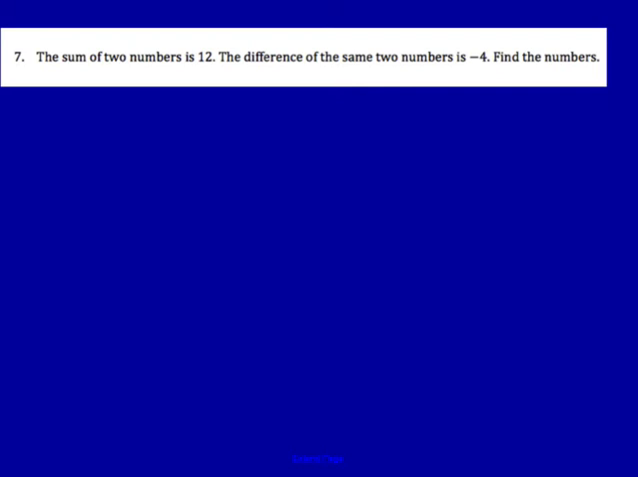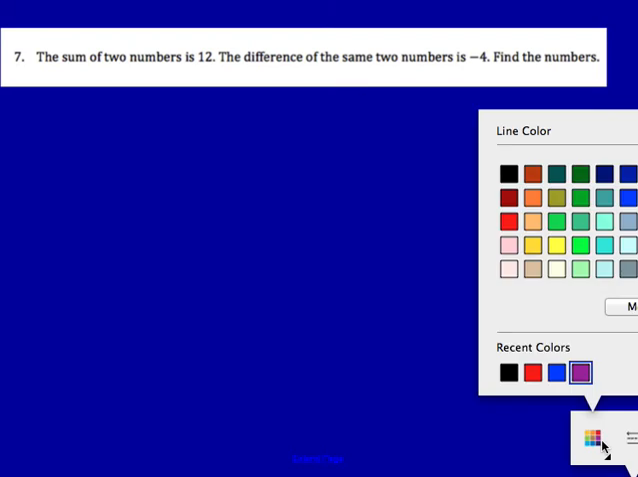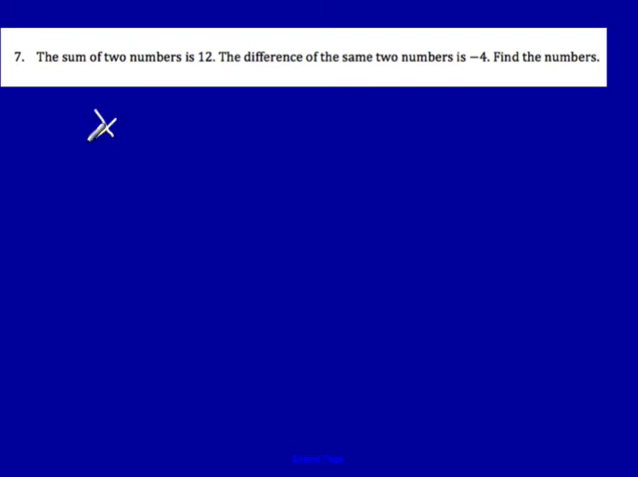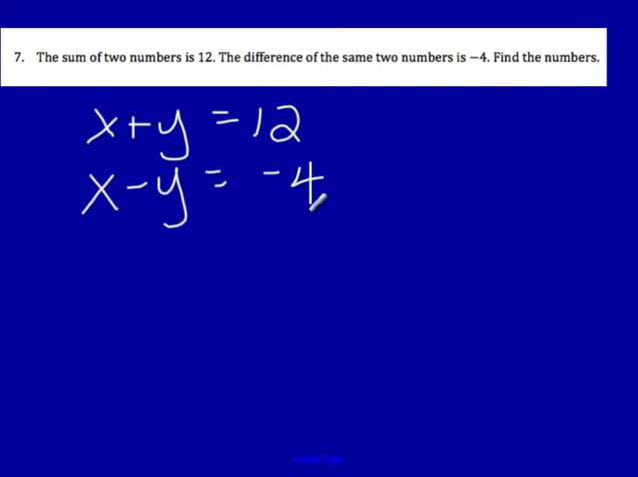So the sum of two numbers is 12. So I'm going to let my numbers be x and y. So the sum of those two numbers is 12. The difference of the same two numbers is -4. So the difference means we're subtracting them. And when we subtract them, we get -4. Now we need to find the two numbers.